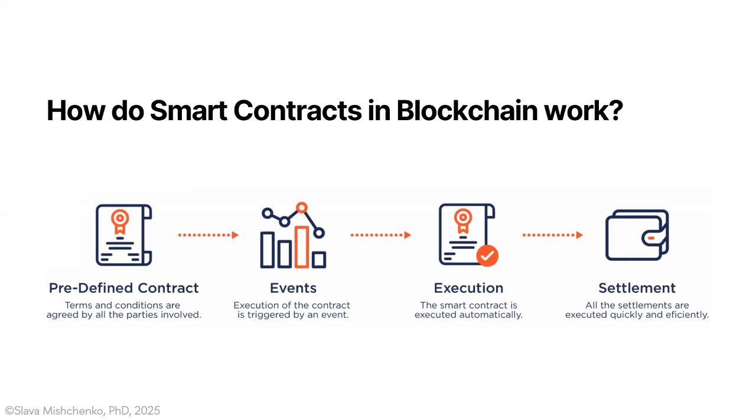And next comes the execution phase. And here, what I find most fascinating, once the predefined conditions are met, the contract executes automatically. And there's no need for manual intervention, no paperwork, no delays. It's all handled by the blockchain network. And finally, we reach the settlement stage. So all agreed upon transactions or actions are completed quickly and efficiently.